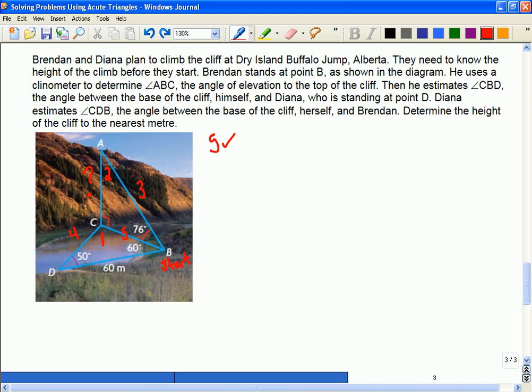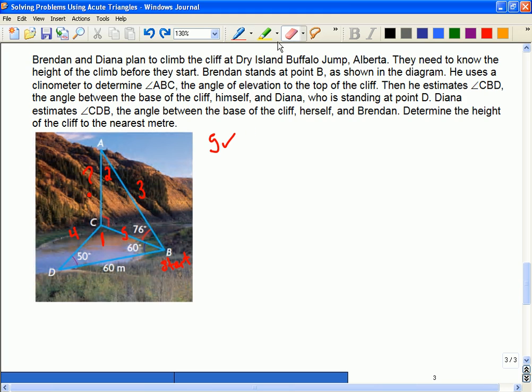Cosine law? Sine law. We could do cosine law, yeah. It looks like, let's see here, are we missing a side though? Yeah, we're missing a side. We need at least 2 sides for cosine law, right? Yeah. Sine law, I think, is where we should start here.